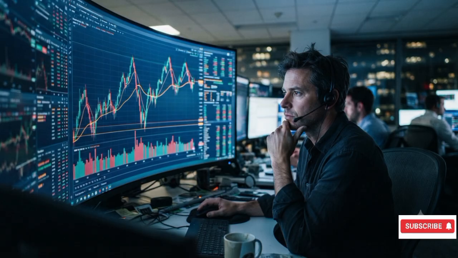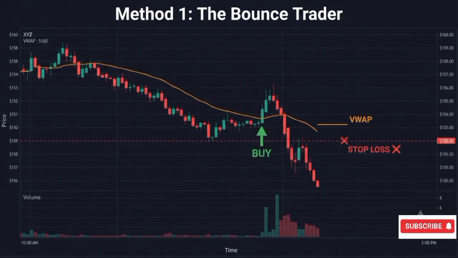VWAP is not a support and resistance line. It's not a moving average. And it's definitely not a buy or sell signal. It's a window into institutional money flow. And if you're using it the way YouTube taught you, you're not trading with the institutions. You're trading against them. Let me show you the 3 ways most traders use VWAP. See if any of these sound familiar.